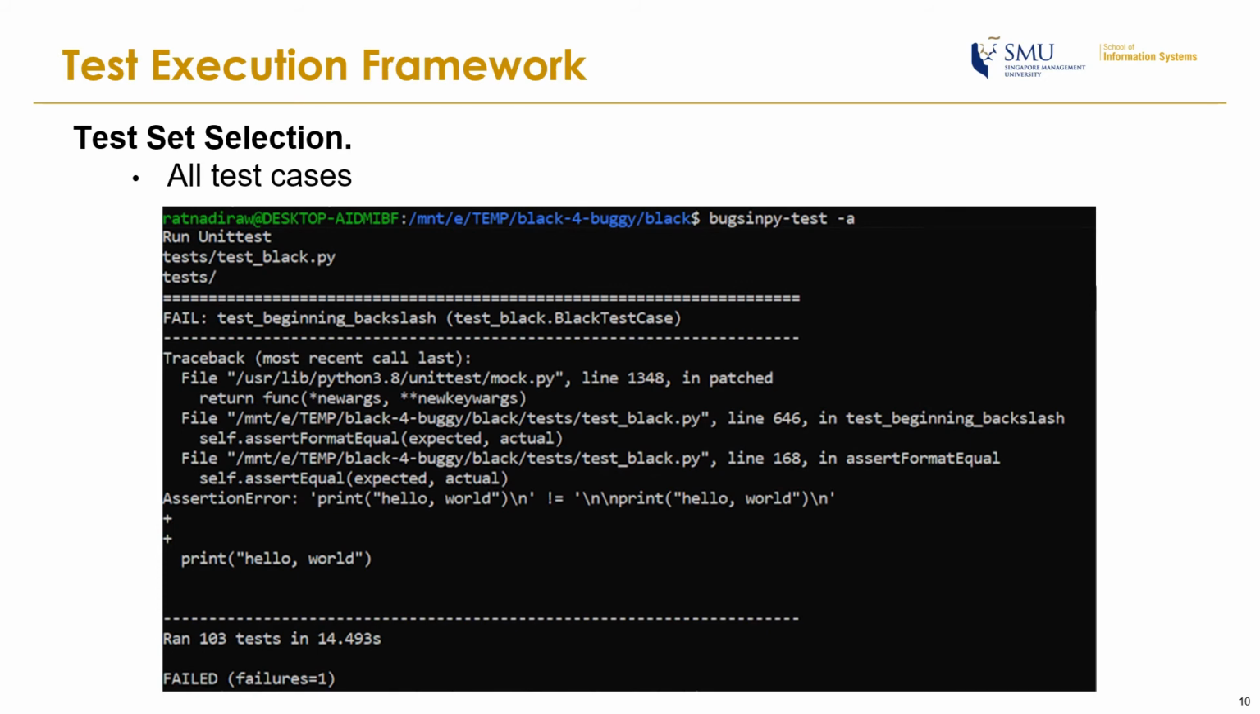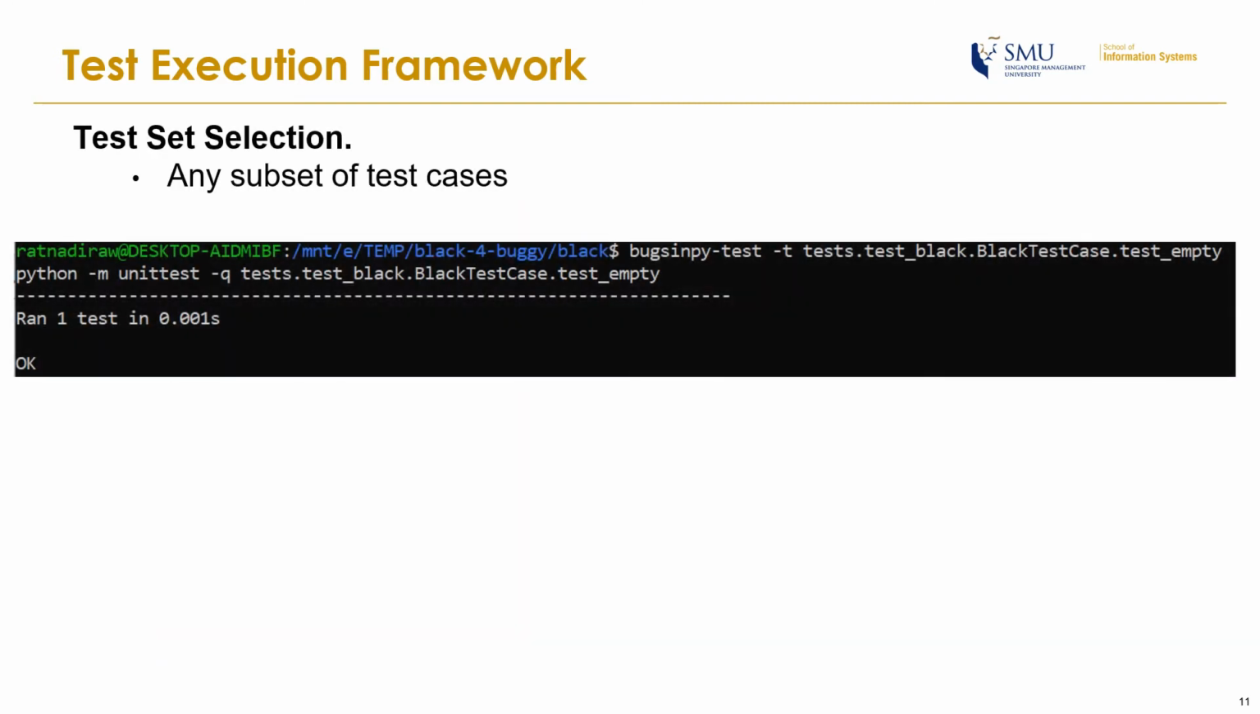We can also run all test cases from the project. By adding the -a option to the BugsInPy test command, we can run all the test cases. In this example, it ran 103 test cases. Since we also ran it on the faulty version, it showed that we have 1 failure.